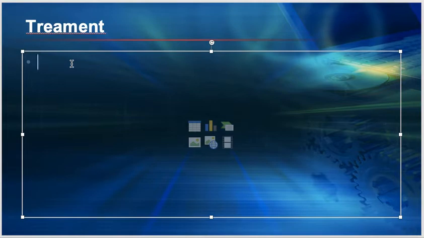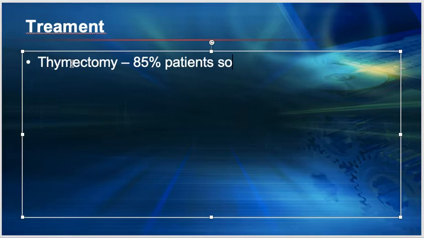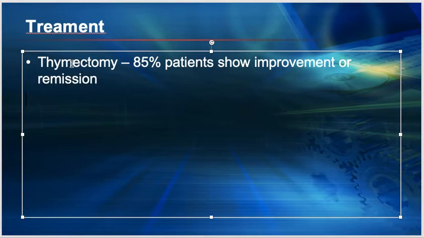One thing is symptomatic relief. We will give some drugs that provide symptomatic improvement, like tensilon or neostigmine. Second, if someone has thymus hyperplasia, of course we can treat that. In the start, thymectomy: when we remove the thymus, 85% of the patients show improvement or remission. This is a very, very important thing.